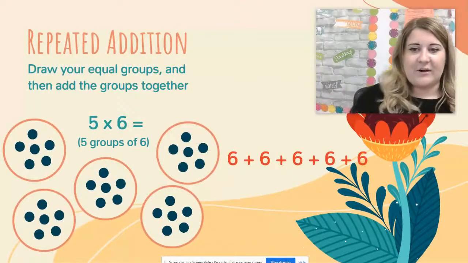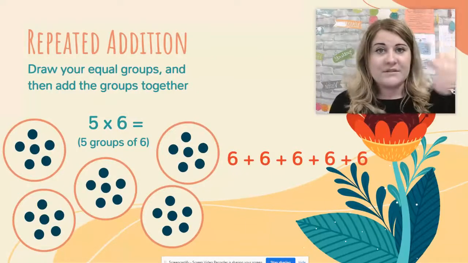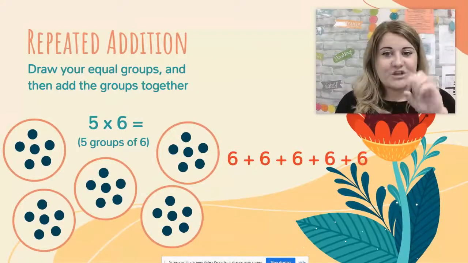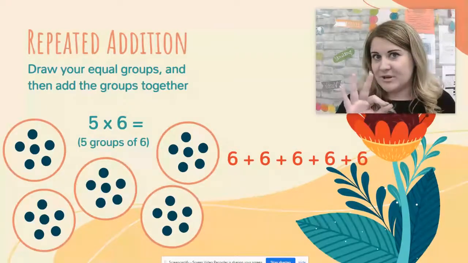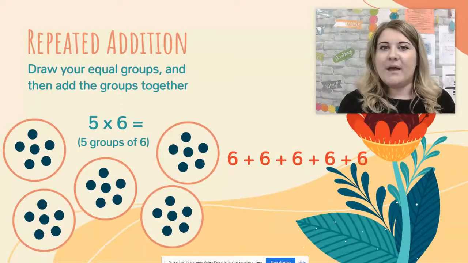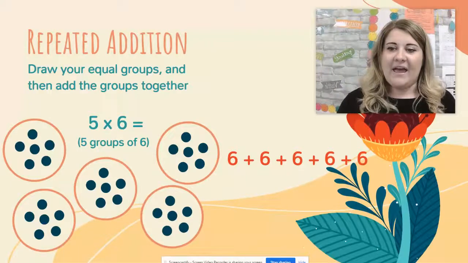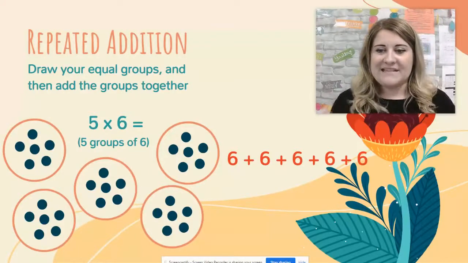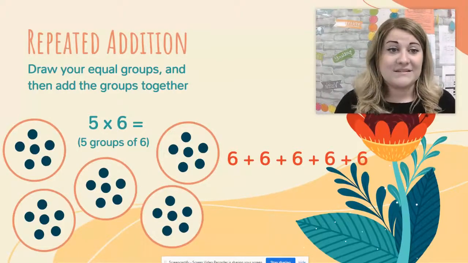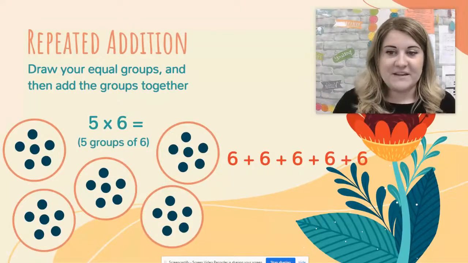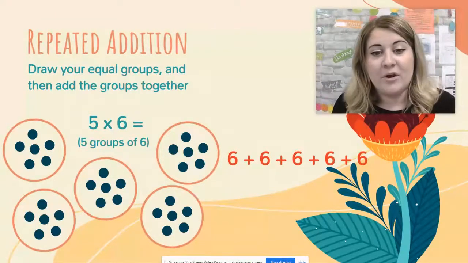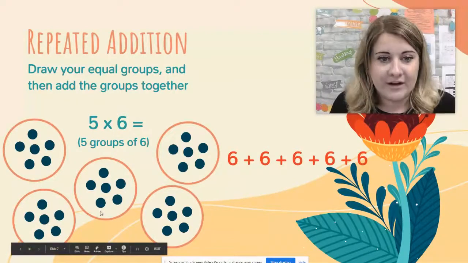Let's try another one. 5 groups of 6 here. I drew 5 circles, 5 groups, and I put 6 in each group. So then I added those together. This is where it gets a little bit tricky because you want to make sure you have the right amount of 6s drawn. So we're going to add all those groups together. I've got 6 plus 6 plus 6 plus 6 plus 6. 5 groups of 6, I should have 5 6s.